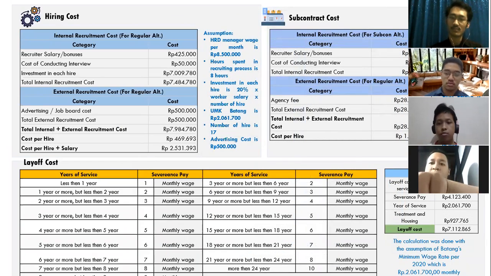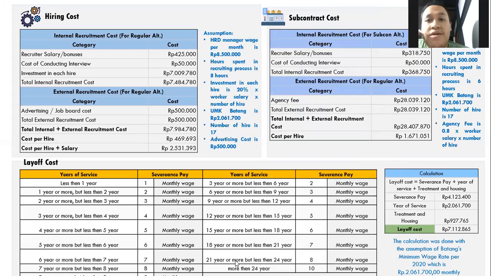Then, moving on to the next slide: hiring costs, subcontract costs, and layoff costs. First are hiring costs and subcontract costs, which consist of internal and external costs. The internal cost for hiring consists of recruiter salary, cost of conducting interviews, and investment in each hire, and the external cost is advertising cost.